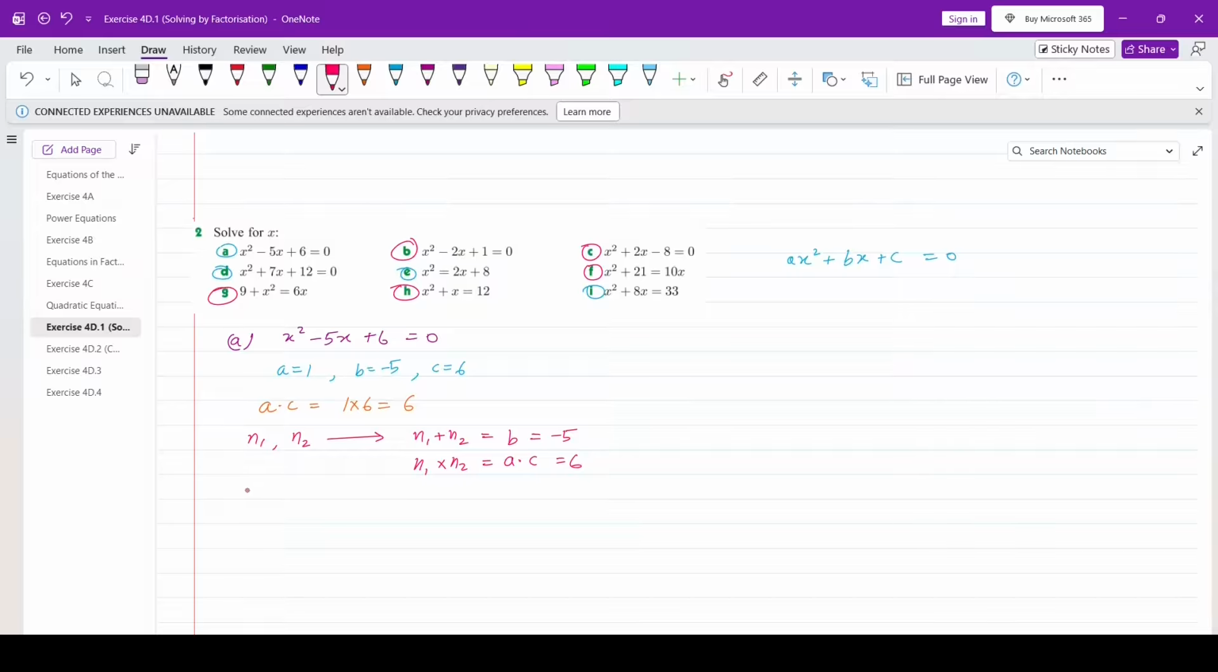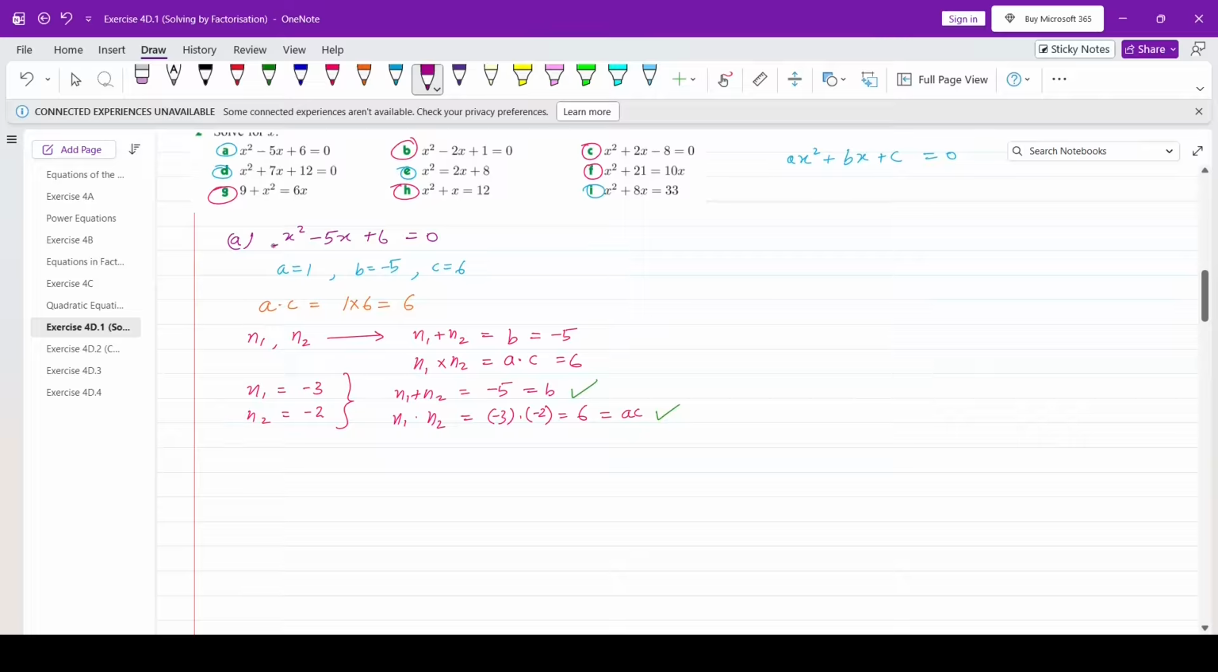Can we say if we take n1 is equal to -3 and n2 is equal to -2, then n1 plus n2 is -5 and this is equal to b. So this condition is satisfied. Now n1 times n2 is equal to -3 times -2, that is 6, and this is equal to ac. From here we can see this is 6. So this condition is also satisfied.